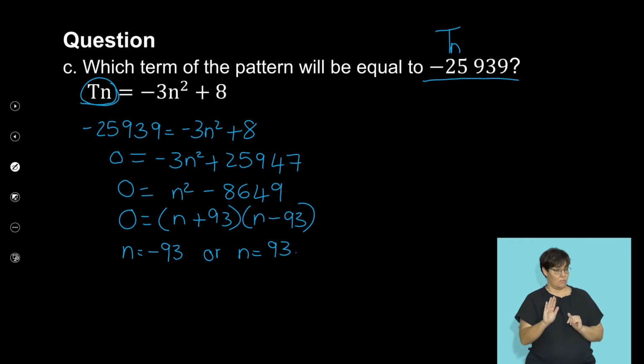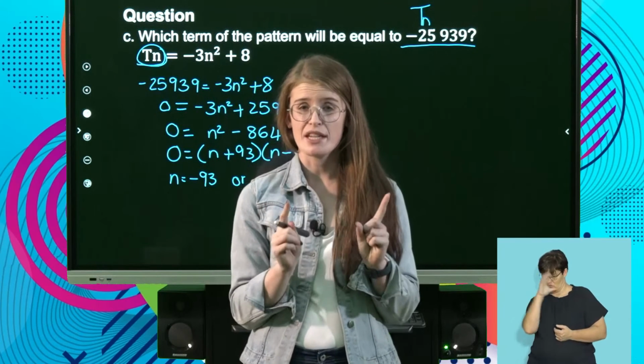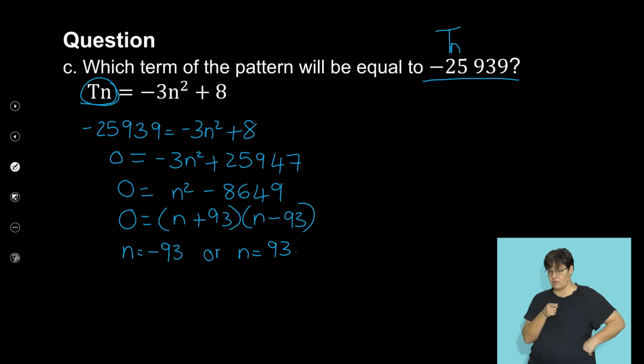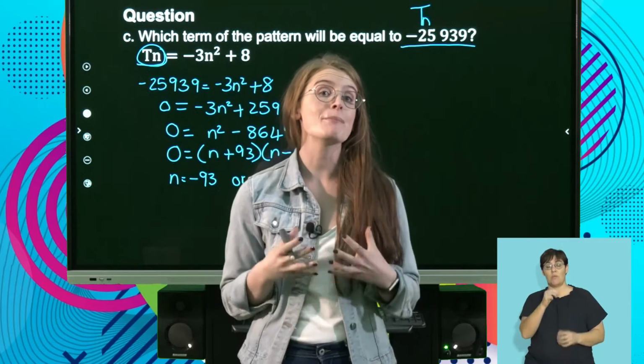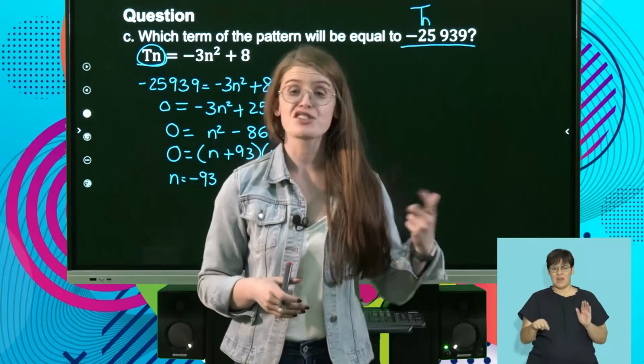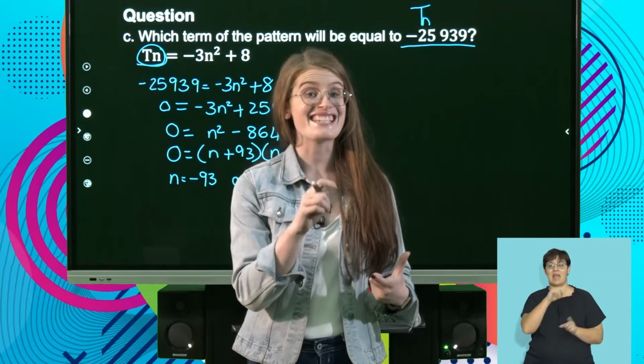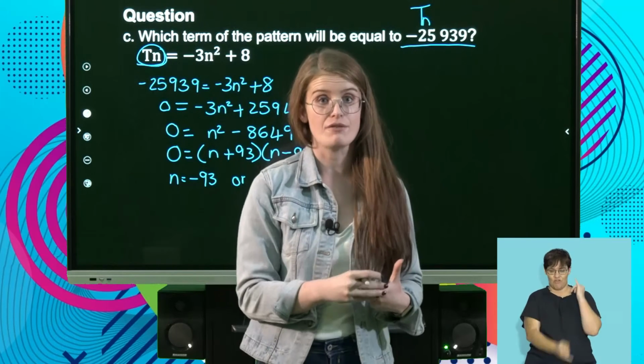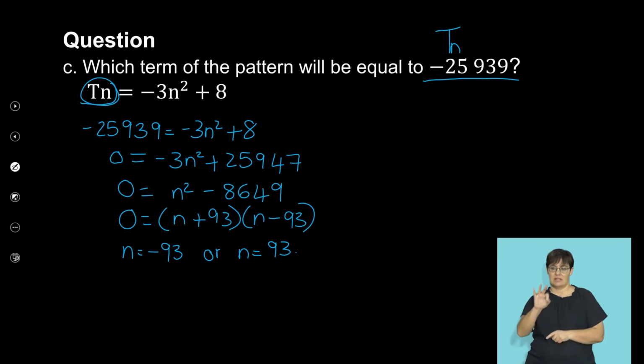I'm going to stop everyone at this point. I'm going to ask if you think there's anything a bit weird or incorrect with what's on the board. Am I allowed to have a negative n value? Hopefully there's some shaking of heads. No. My term numbers have to be whole numbers because I always have term 1, term 2, term 3. They start at term 1. I don't have negative term numbers. So that means that n is equal to negative 93 is not a valid answer. So let's cross it out. Cool. So we know that it's the 93rd term of this pattern that will have a value of negative 25,939. Let's go on to the next example, everybody.